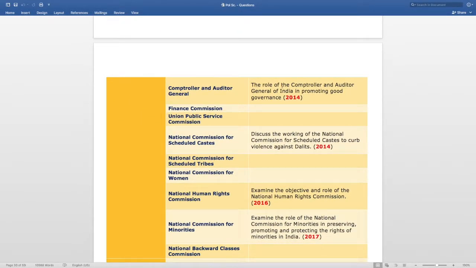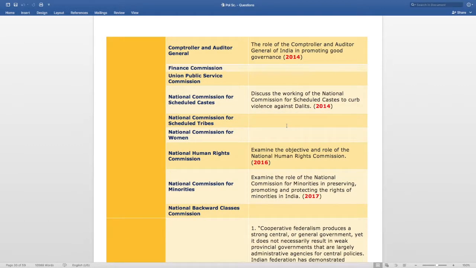Next subtopic is Comptroller and Auditor General. The question is the role of the Comptroller and Auditor General of India in promoting good governance. It is asked in 2014. Next subtopics are Finance Commission and Union Public Service Commission. In the last 5 years, there is no question from these two sections.